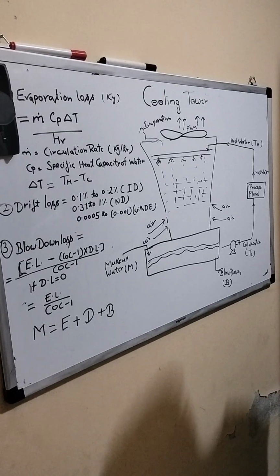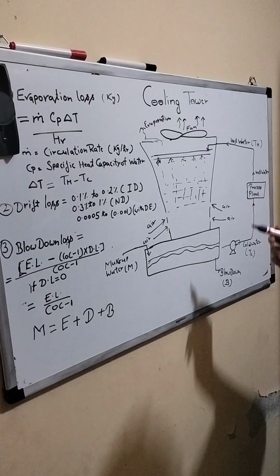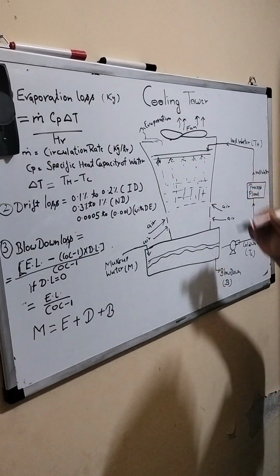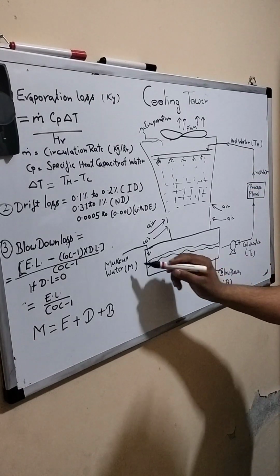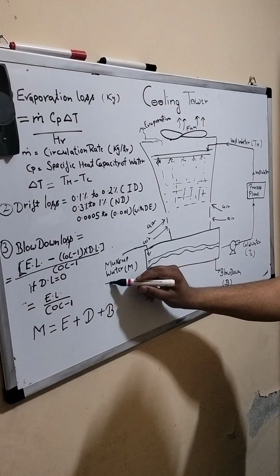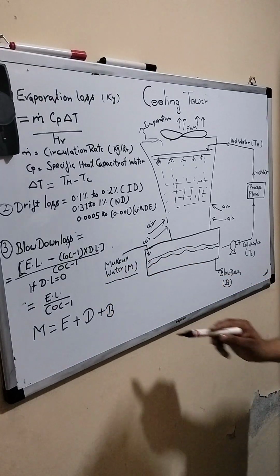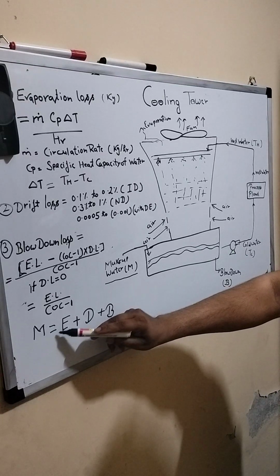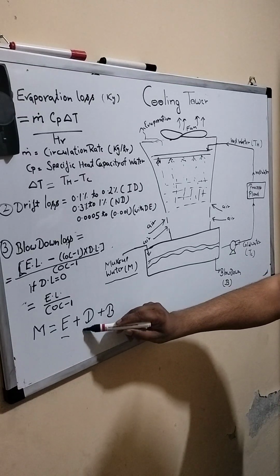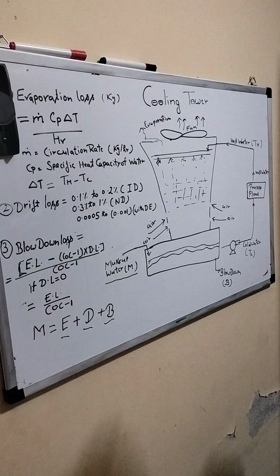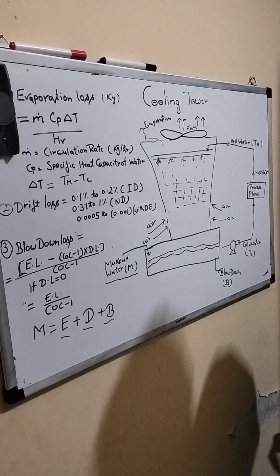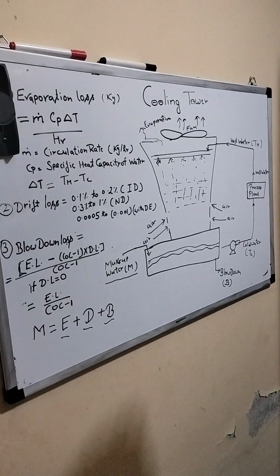In today's lecture we will calculate the total requirement of makeup water. Makeup water is equal to evaporation loss plus drift loss plus blowdown loss. Now we will see how we can calculate each of them individually.